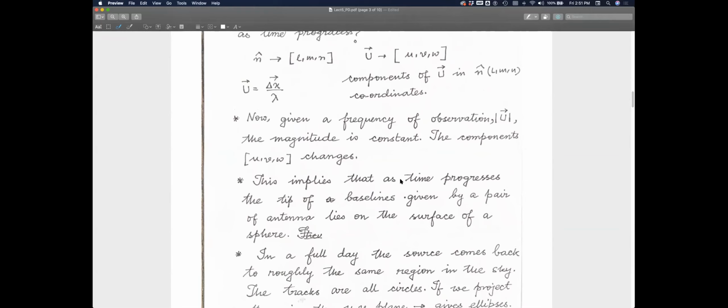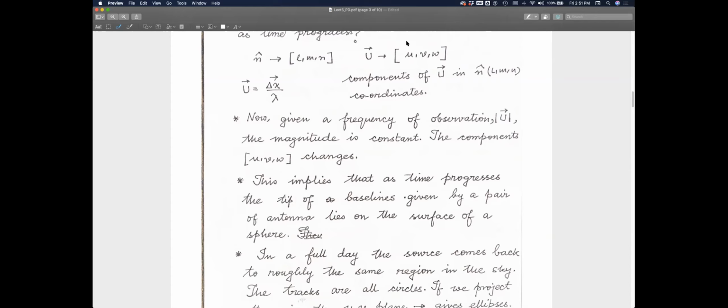You also know that these components depend on which direction you are looking at. Maybe there is a source in that direction. And roughly speaking, after one day, a source will almost come back to the same direction in the sky. Which means that this tip of the vector not only has to move in the sky, on the surface of a sphere, it also has to make a complete circle on the surface of a sphere. The circle may be a great circle, may not be a great circle, but it has to make a circle on the sphere.